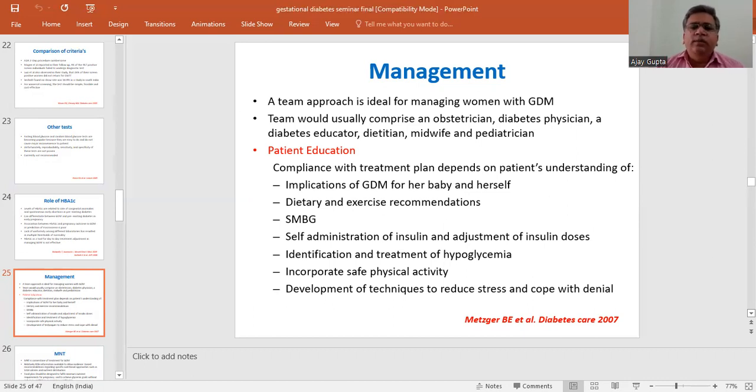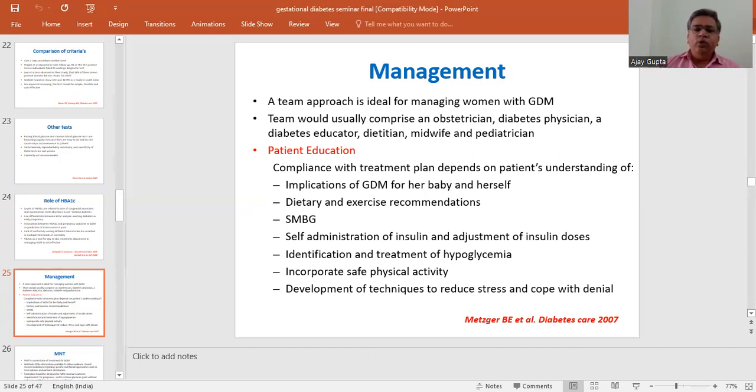So compliance with the treatment plan depends on the patient's understanding of the implication of GDM on her baby and herself. Dietary and exercise recommendations, self-monitoring of blood glucose, and self-administration of insulin and adjustment of doses should be advised to the patient, along with identification and treatment of hypoglycemia and incorporation of safe physical activity, and development of techniques to reduce stress and cope with the denial.